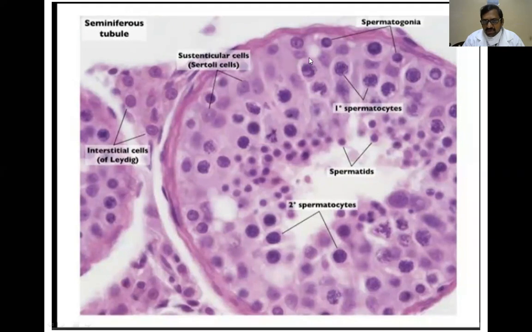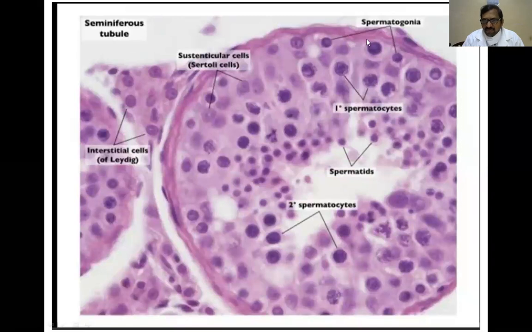Then these also undergo a division, that is the meiotic division. There is a reduction in the DNA and the chromosome number. Finally they form the secondary spermatocytes. Then these secondary spermatocytes again form another type of cell, that is nothing but the spermatids. You see, these are the spermatids. They are rounded cells, spermatids.